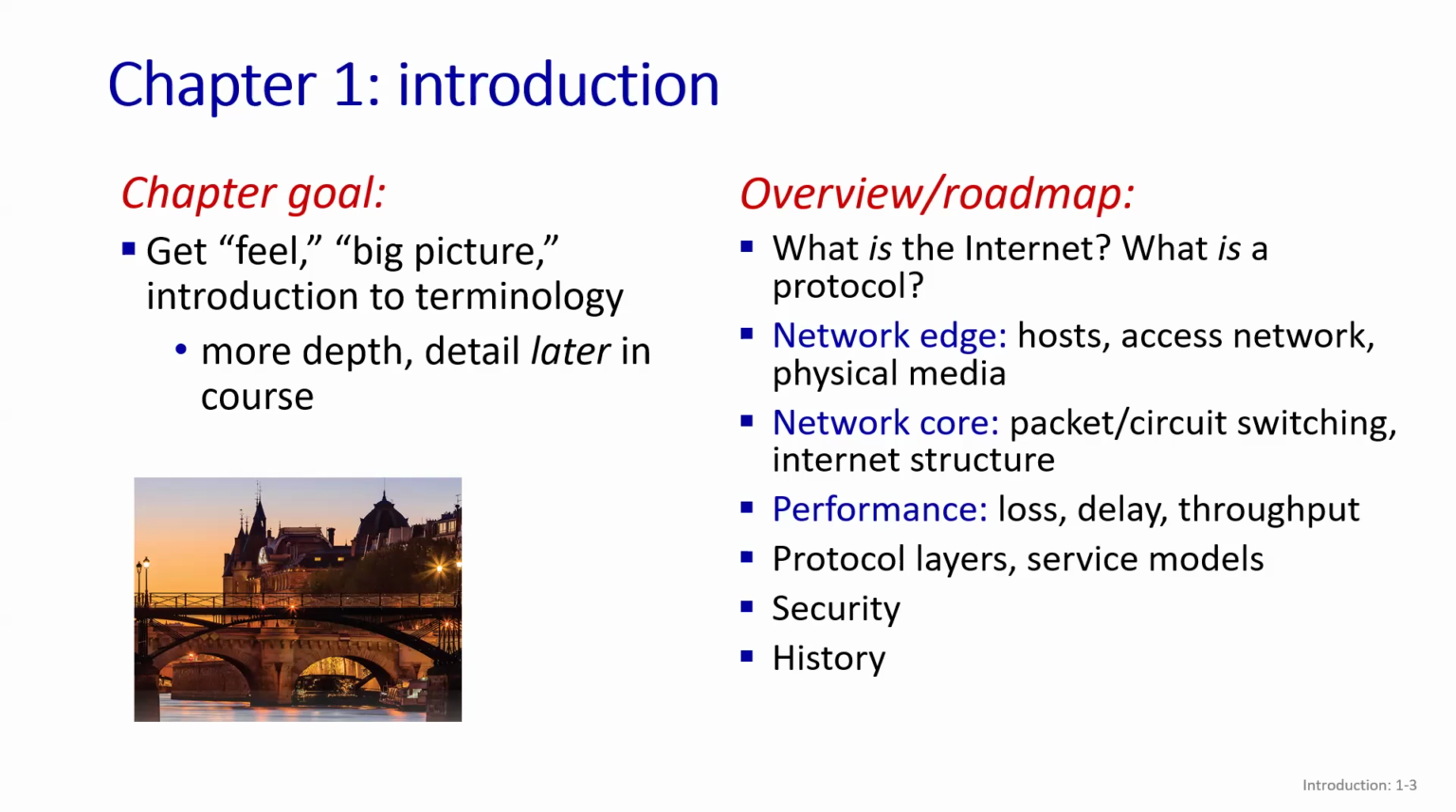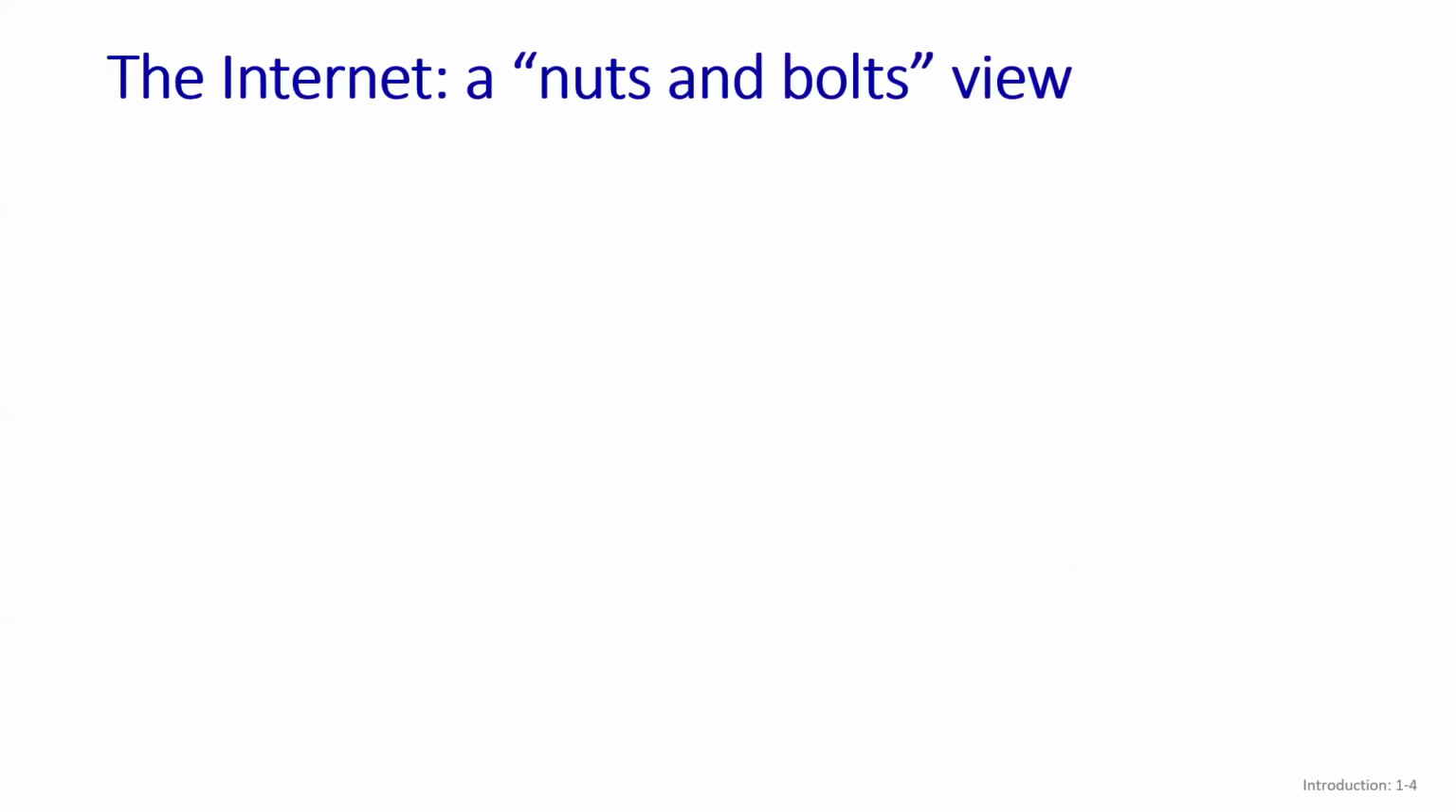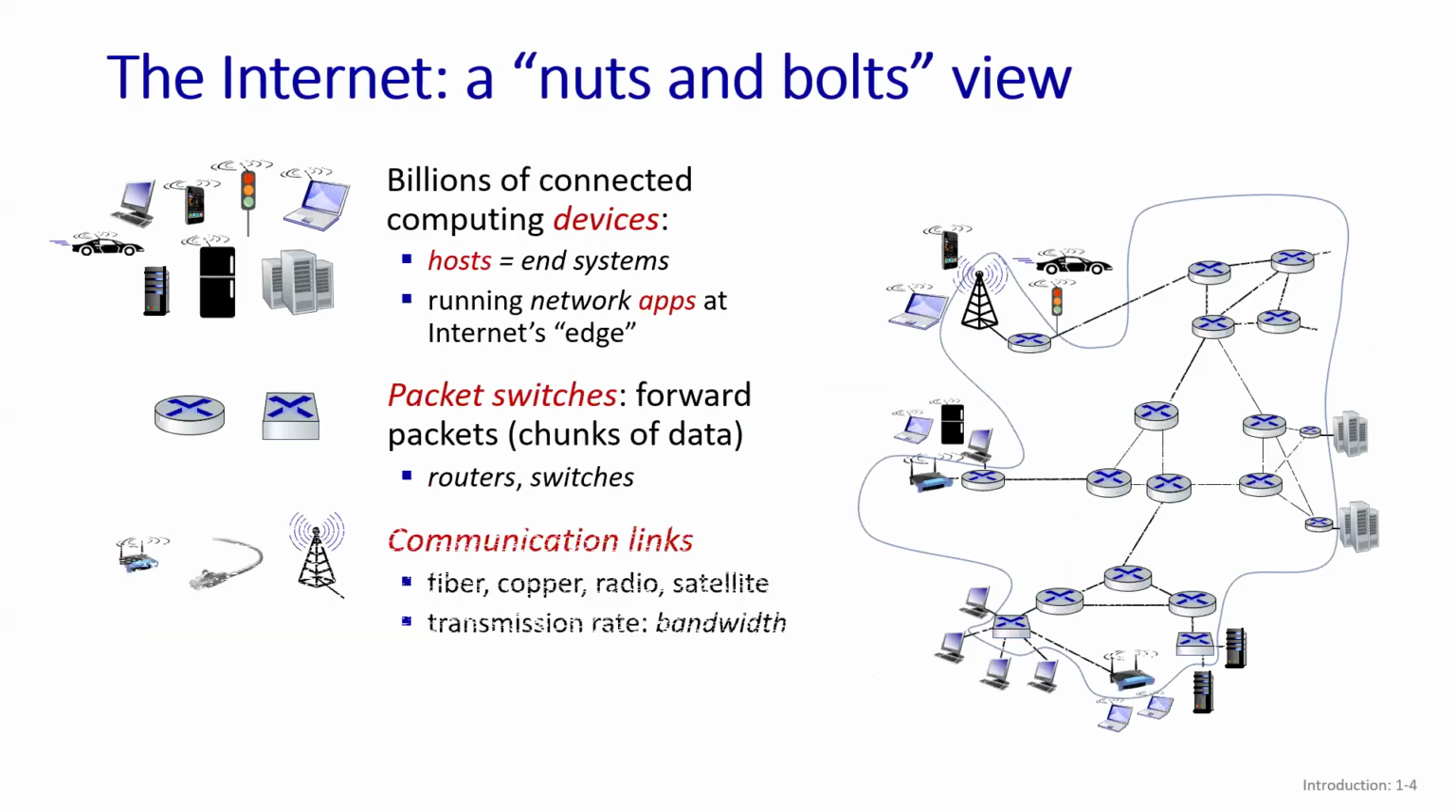We'll talk about the performance issues on the internet in terms of loss, delay, and throughput. And finally, we will have a look at the protocol layers or the service models and a very brief discussion about the security of the internet or the networks.